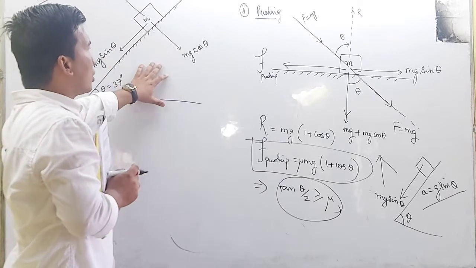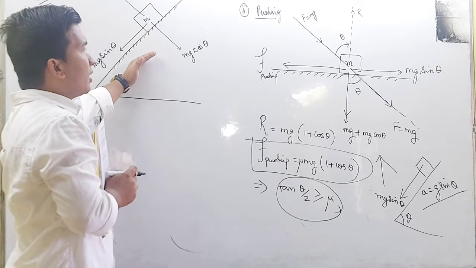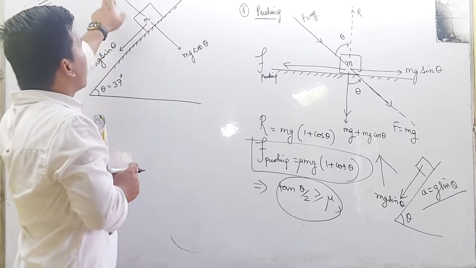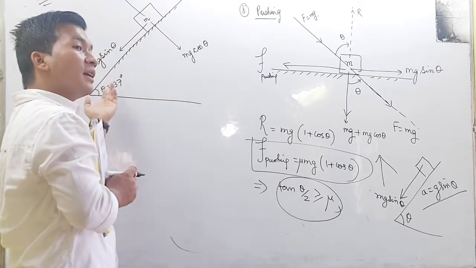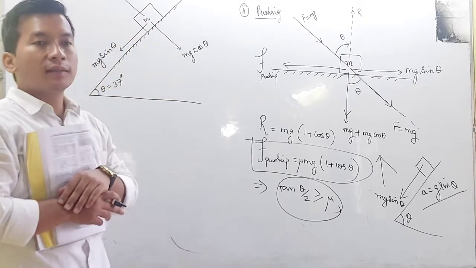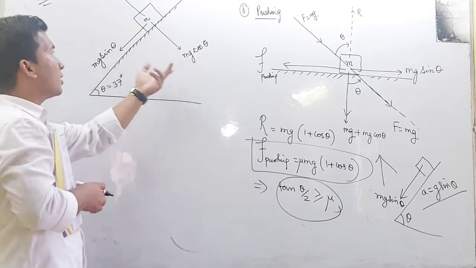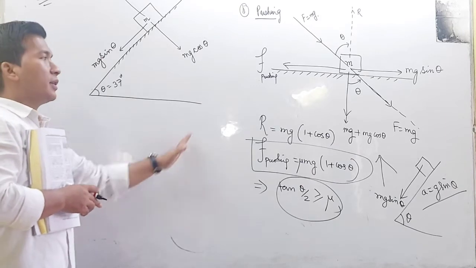You just draw the diagram like this. R is opposite to mg cos theta, and down the inclined plane you just write it as mg sin theta. This is for any condition.